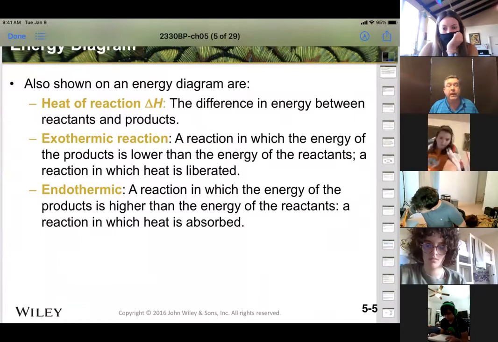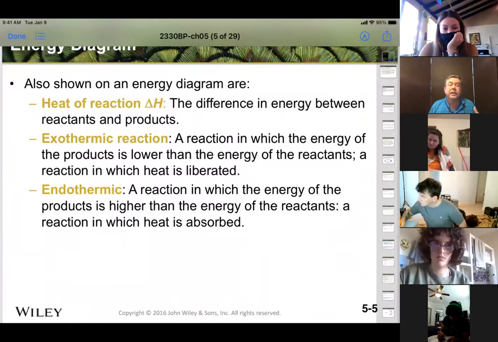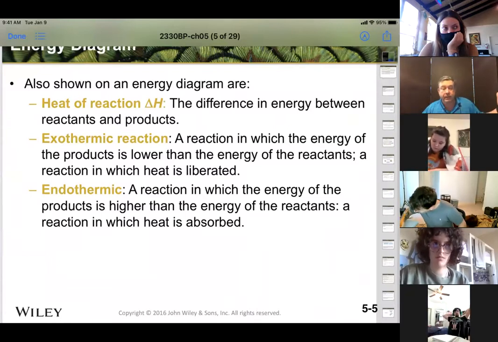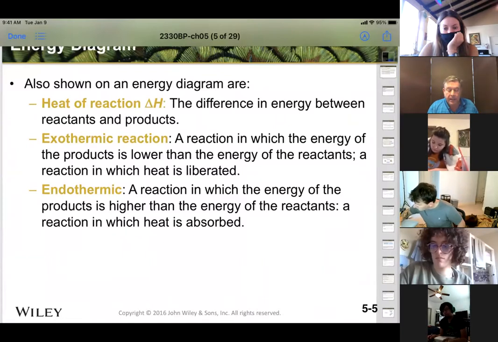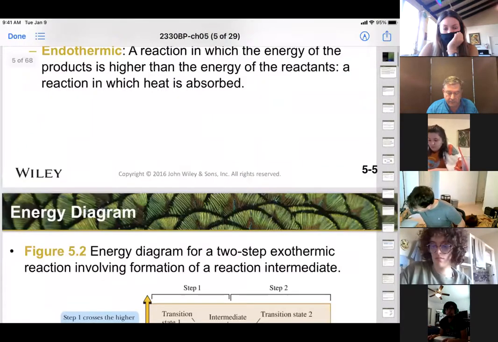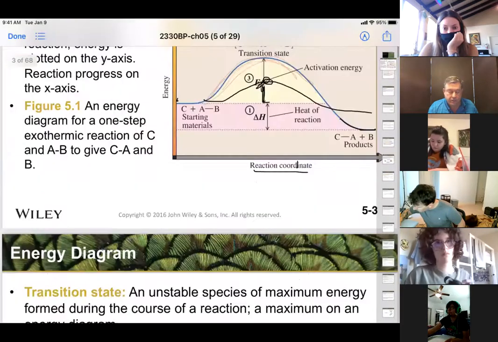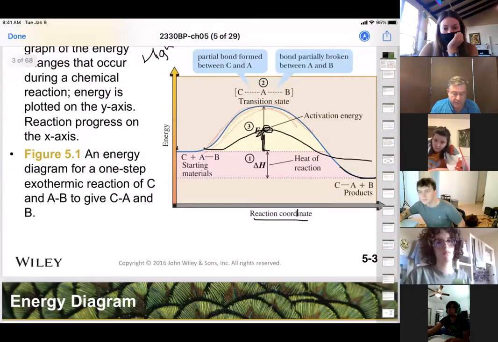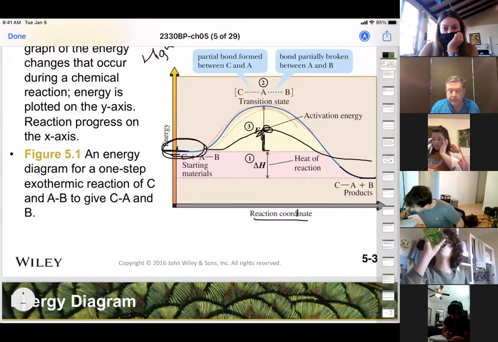Okay. Why is this important? Well, the heat of reaction tells us whether the reaction is exothermic, i.e. gives off heat as the reaction progresses, or the reaction is endothermic, it absorbs heat as you do the reaction. And the way we do that is we look at the energy of the starting materials and the energy of the products. So we have the energy of the starting materials right here on this energy diagram.